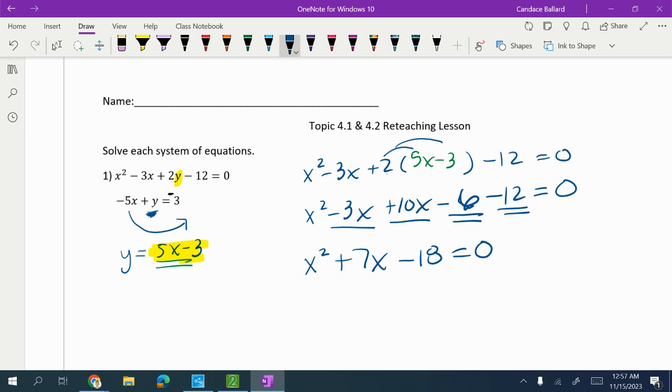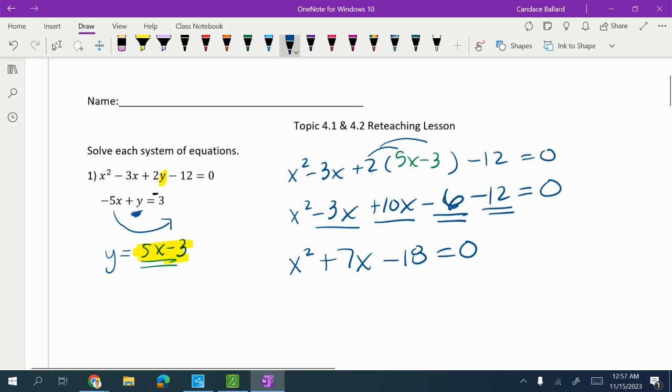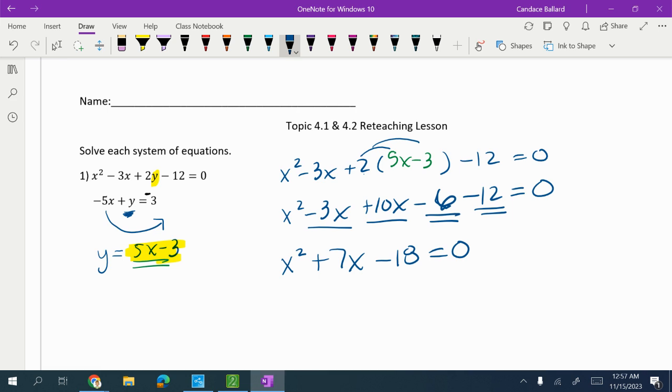Now I've got it down to a quadratic. My quadratic's equal to 0. If for some reason it wasn't equal to 0 here, I would want to get it equal to 0. Now I am going to start by trying a magic x. So I need two numbers that multiply to negative 18 and add to 7. So I'm going to try 9 and negative 2. As 9 times negative 2 is negative 18, and 9 plus negative 2 is 7.